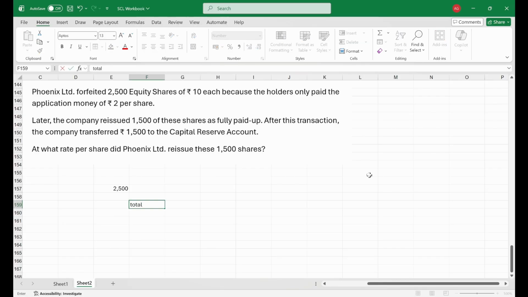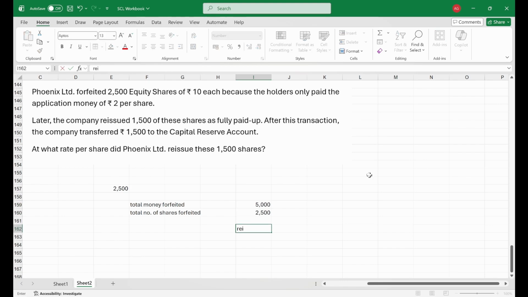First, let me write down the total money forfeited by that company and also the total number of shares forfeited in the first round. See, the total number of shares forfeited by the company is 2,500, which they have already given. The total money forfeited would be 2,500 into the paid up value of 2 rupees. Therefore, 5,000 is the money forfeited.